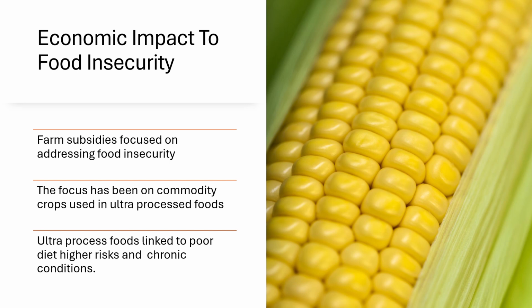So what is the economic impact on food insecurity? Farm subsidies have been a focus to address food insecurity within the United States. The focus has historically been on commodity crops such as corn, soybean, wheat, and cotton. These crops are commonly used in ultra-processed foods, which can be linked to poor diet quality and a higher risk of cardiovascular disease, obesity, and mental health conditions.